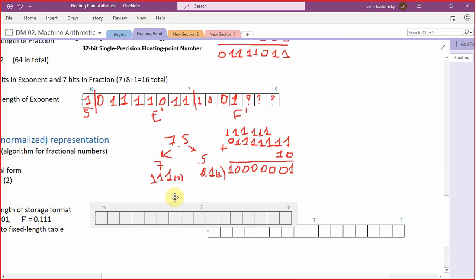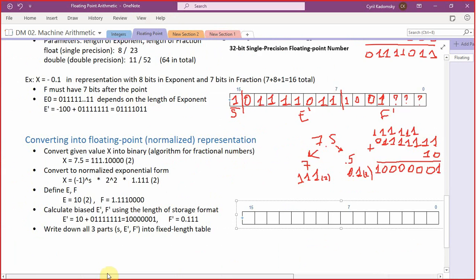You will just use cells on your paper. Okay, so here very carefully we draw the boundaries. Here is the sign, here is the place for the biased exponent, and it will have 8 bits, and here is the place for the mantissa or fraction f. Okay, the number is positive, so sign is 0.